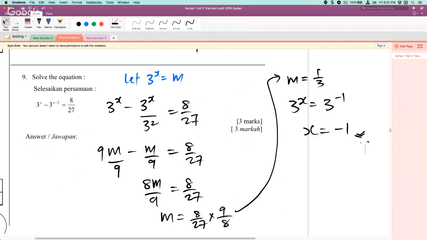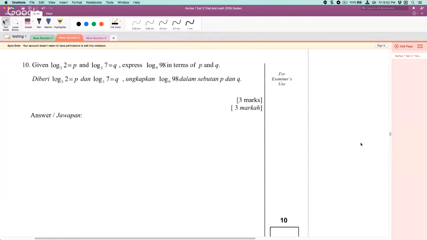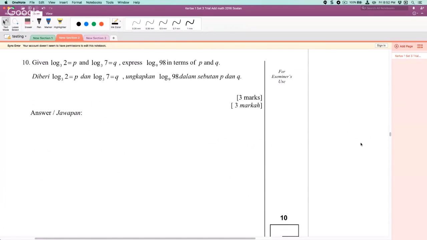Yes. Okay, so this question, you always need to do the substitution, and then you can make the whole equation look very simple. Okay, so let's go to number 10. It's a log question. Log 3, 2 equals P, log 3, 7 equals Q, and then you want log 9, 98.